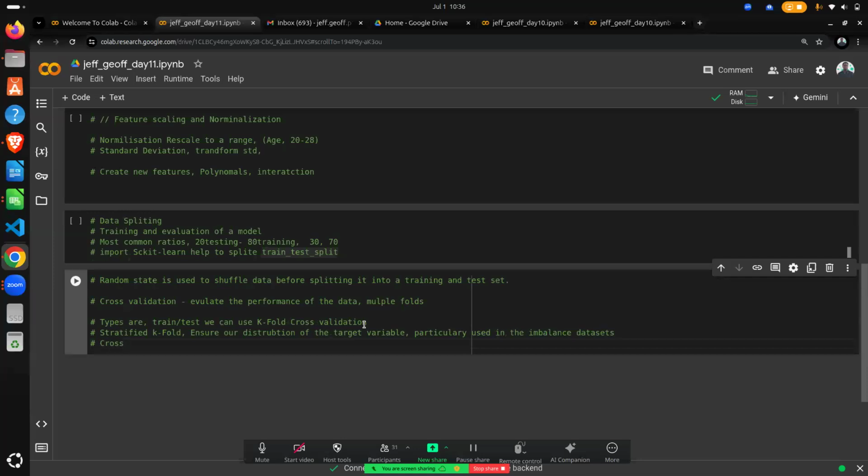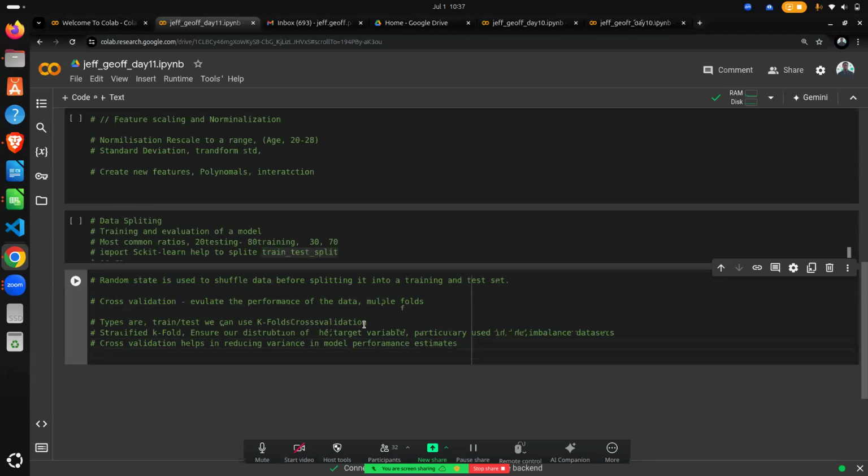Cross-validation helps in reducing variance in model performance estimates, and then also provides a comprehensive evaluation of model performance.